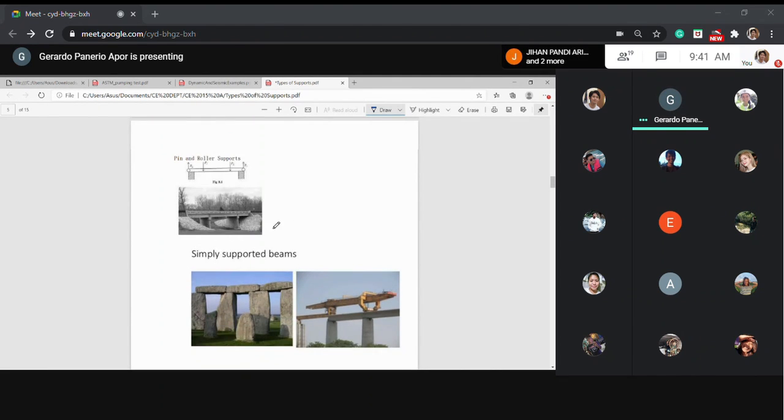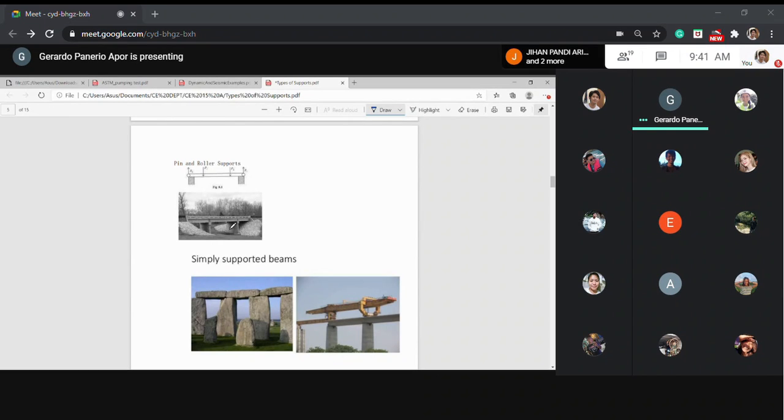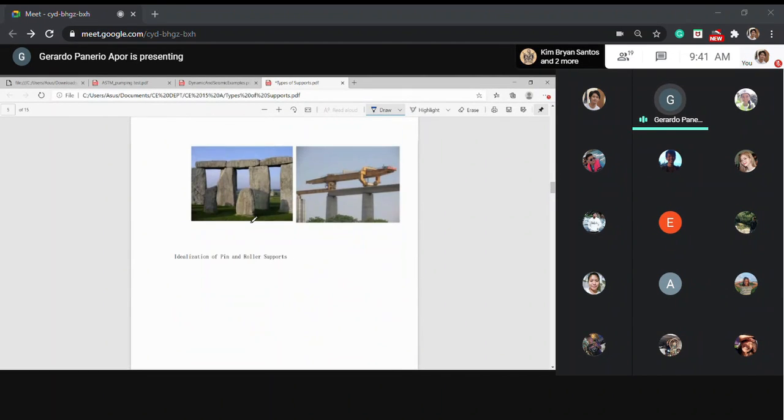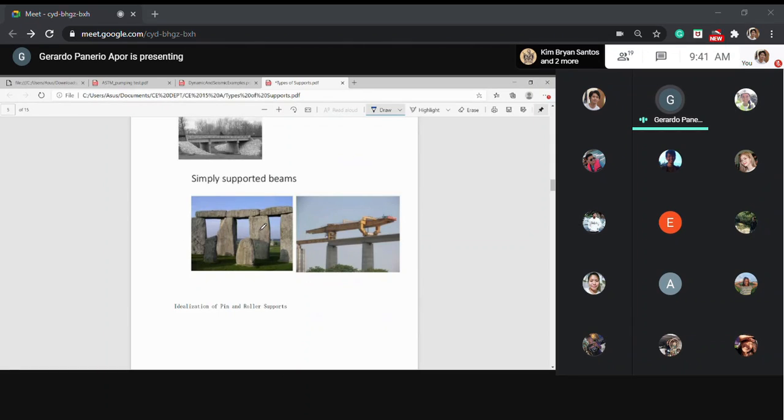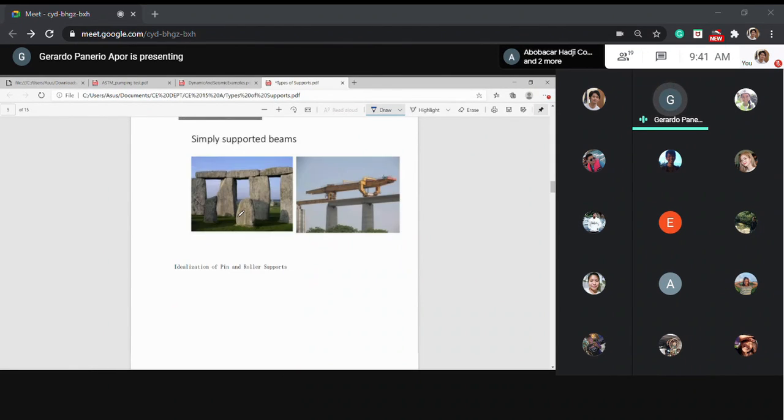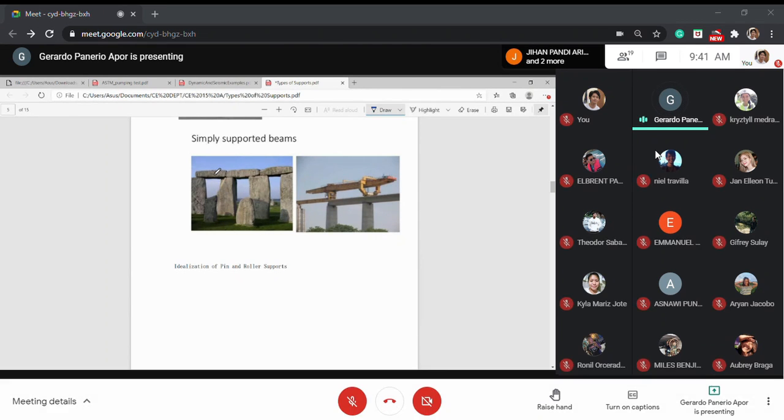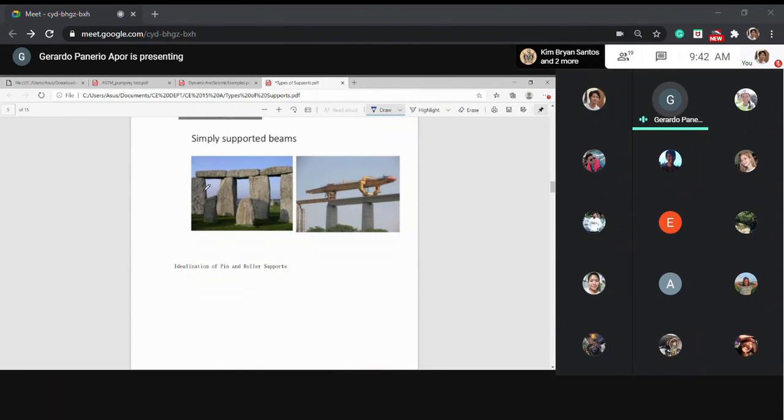So this one also, no? So you have a simply supported beam. So how does a simply supported beam look like? We have here an example of a post and lintel, no? So meaning that the vertical members are called posts, while the horizontal members here are what we call the lintel. That's why sometimes we call it lintel beams, no? Lintel beams. We can also call it beams, no? Beams. Okay.